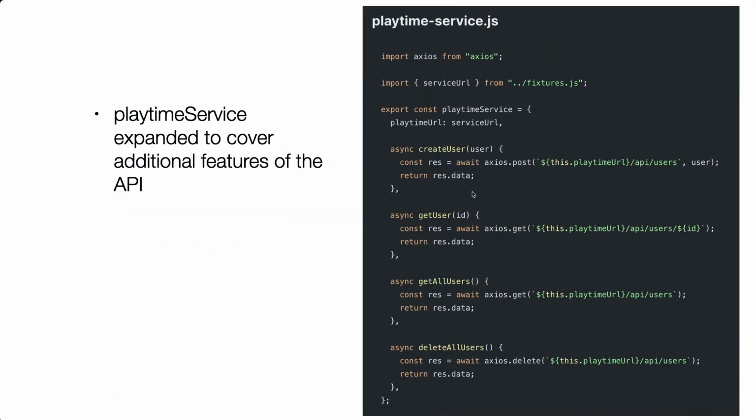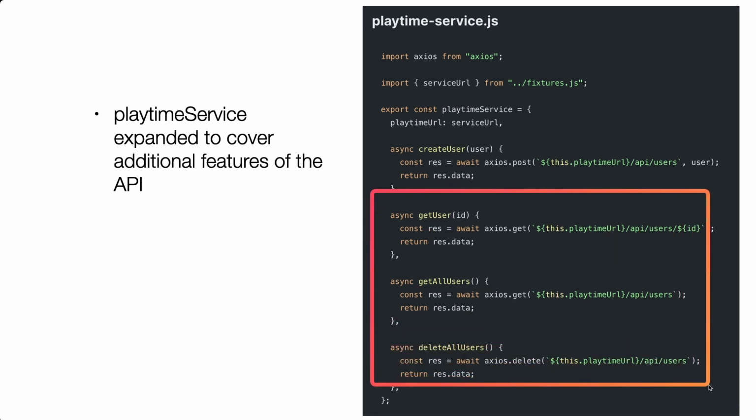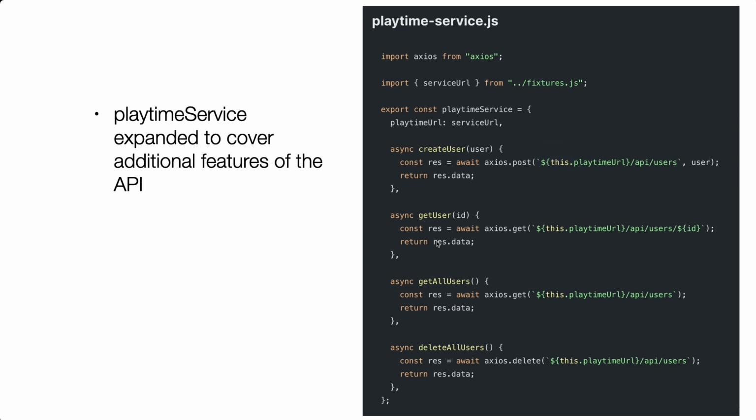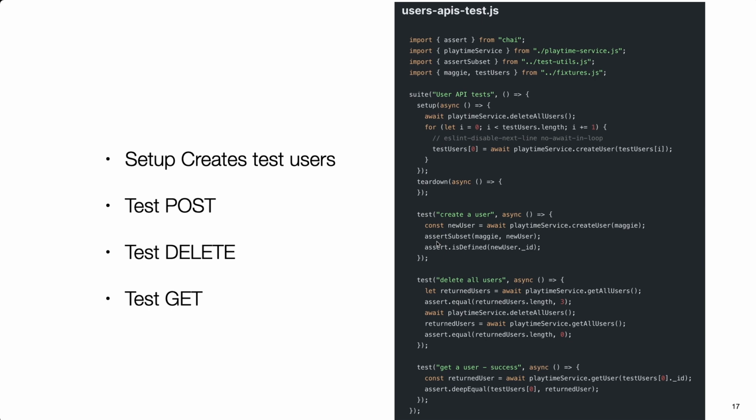We need to extend our playtime service to give us a bit more features in our gateways, we're calling it. So we've got create user, and we've also added in get user, get all users, delete all users. So this is just a little wrapper around Axios. We don't really need this object necessarily, but we're using it because it simplifies our tests, which can start to look a little bit more readable now because they're up at a slightly higher level.